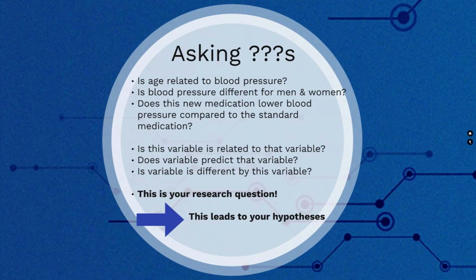Remember, asking the questions has a predictor and an outcome. Is age related to blood pressure? Is blood pressure different for men and women? Does this new medication lower blood pressure compared to a standard medication? It all comes down to basically asking, is this variable related to that variable? Does this variable predict that variable? Is this variable different by that variable? This is your research question, and this will lead directly to your hypotheses.